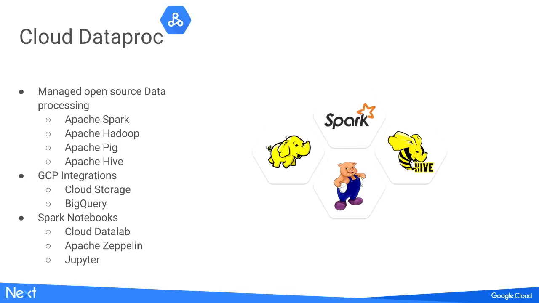Unfortunately, Spark can be a little painful to use. It requires, at the very least, a cluster of machines, which Google Compute Engine can provide. But then you have to install the software, configure it, all of these things. So that's where Google Cloud Dataproc comes in. This is the product I work on. And it provides a fully managed cluster running Apache Spark, Apache Hadoop, Pig, and Hive.